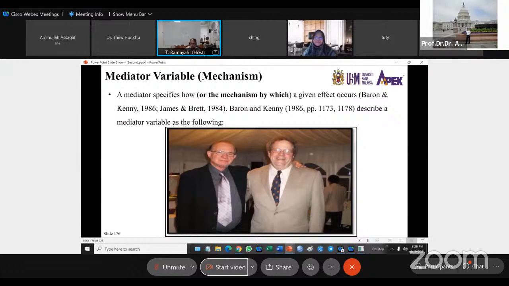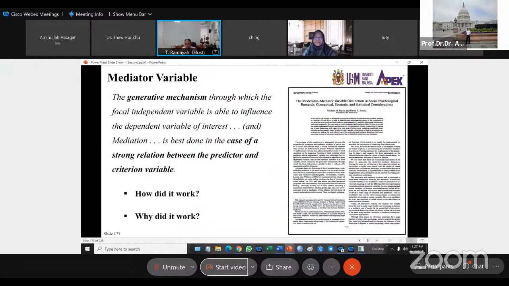Okay? So you should read this paper really, really carefully. Very, very good paper, which gives you an idea why mediations are needed, why moderations are needed. Okay, so in this paper, Baron and Kenny wrote this. A mediator variable is a generative mechanism through which the focal independent variable is able to influence the dependent variable of interest. And mediation is best done in the case of a strong relation between the predictor and the criterion variable.